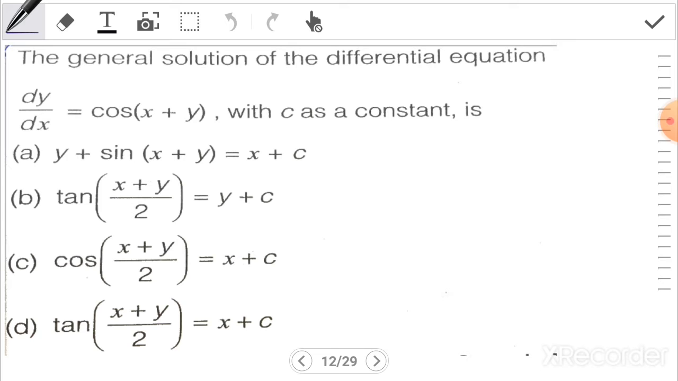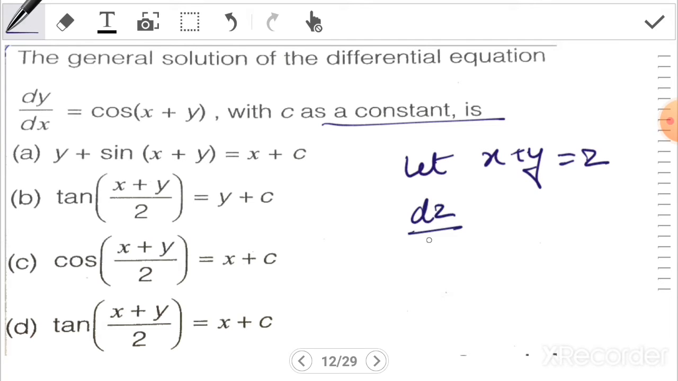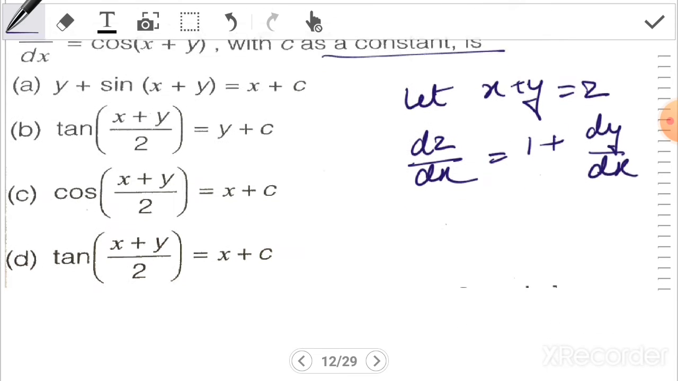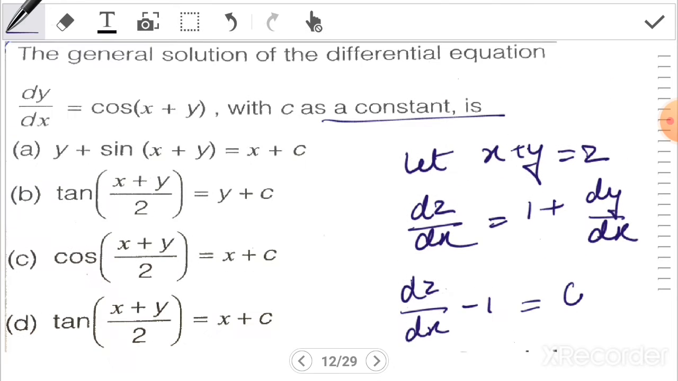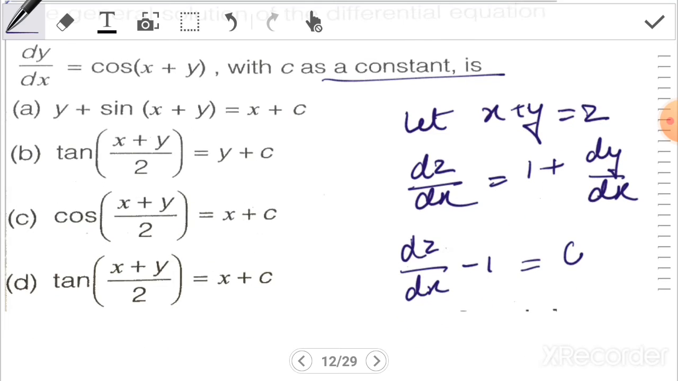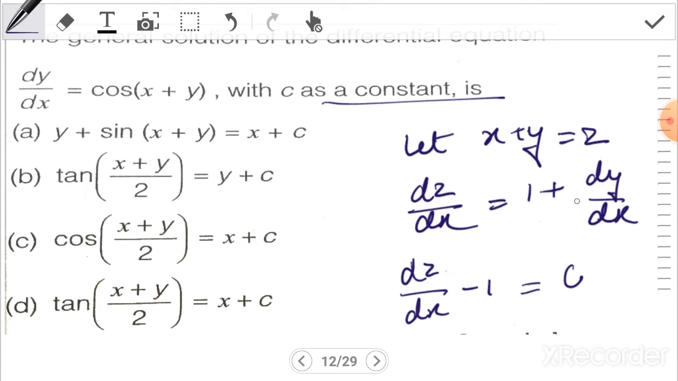The general solution of the differential equation dy by dx is equal to cos of x plus y, with c as a constant, is. Let x plus y be z. Then dz by dx is equal to 1 plus dy by dx. Now dy by dx is equal to dz by dx minus 1 is equal to cos of z.